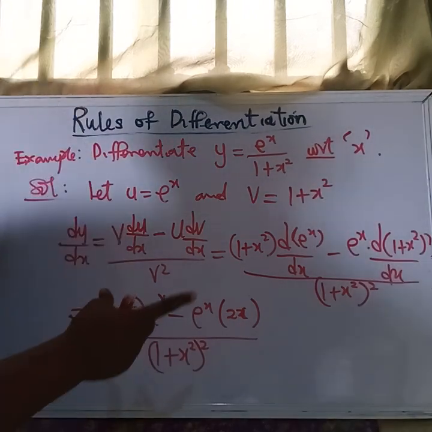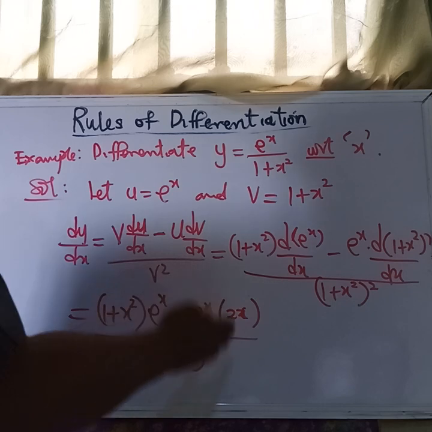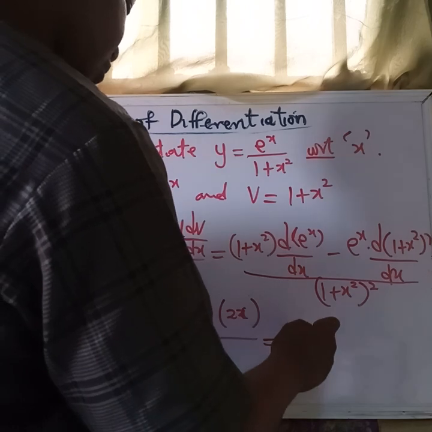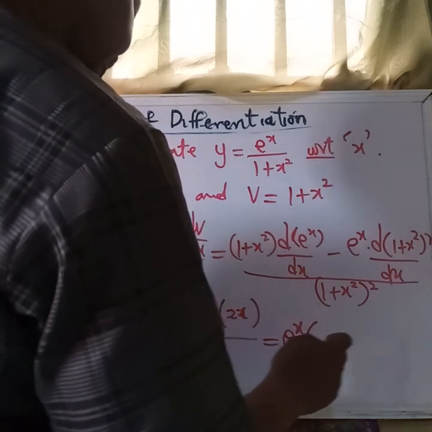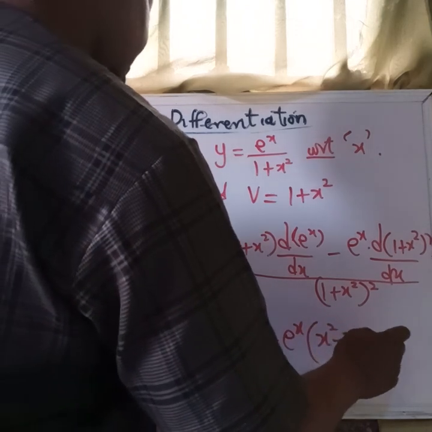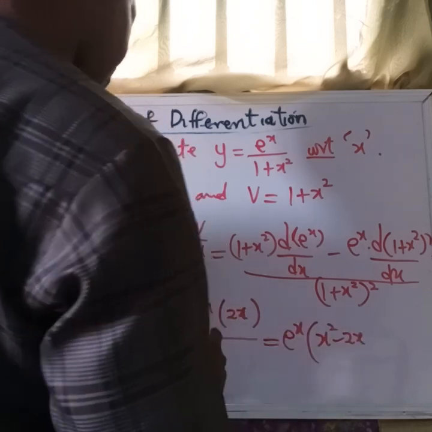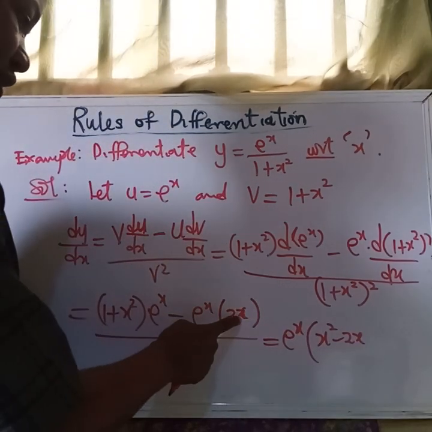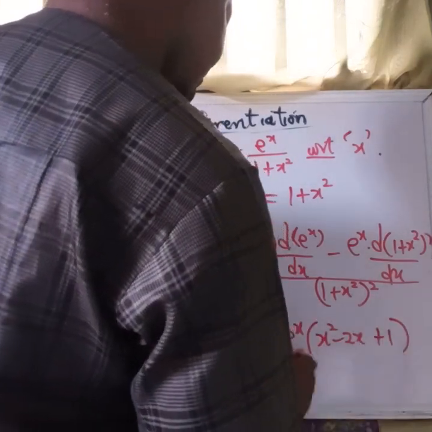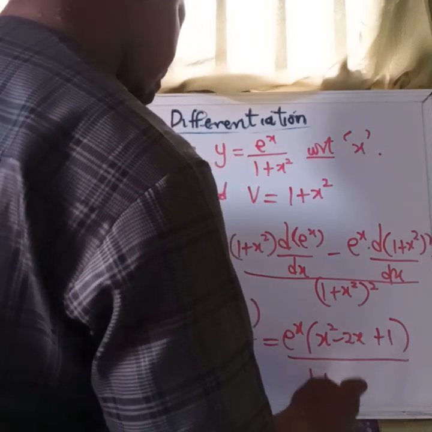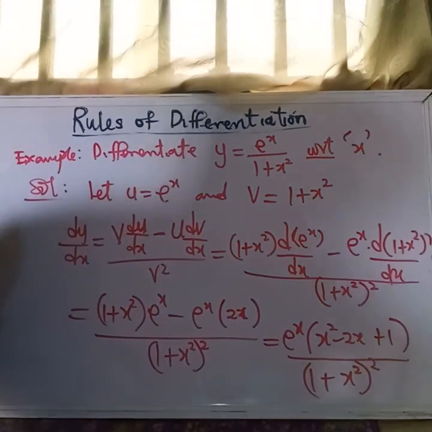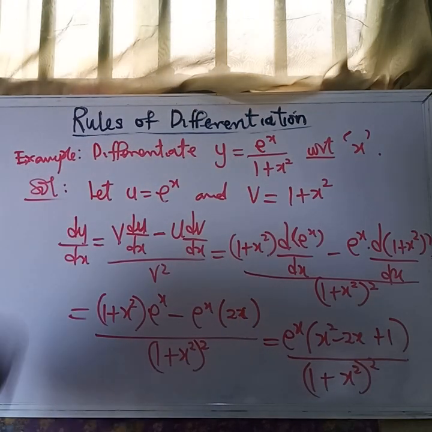Let us simplify this to see whether this term is reducible. Exponential x is common, so we can bring that out. This will be x squared minus 2x, taking the negative for this, then plus 1, so everything here over 1 plus x squared, squared. This is the derivative of this function with respect to x.